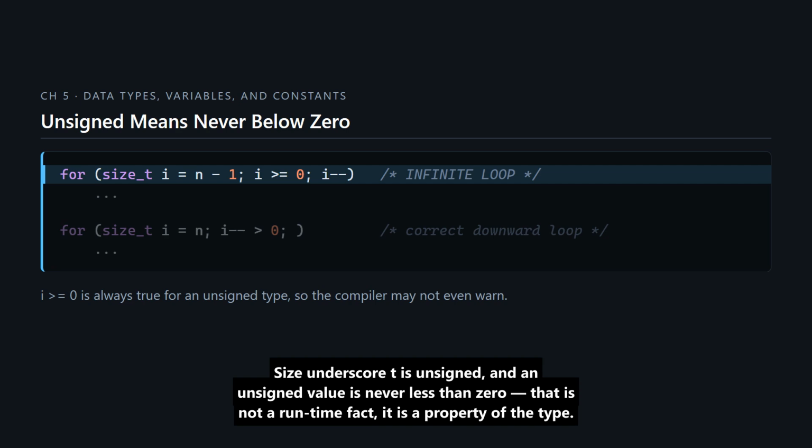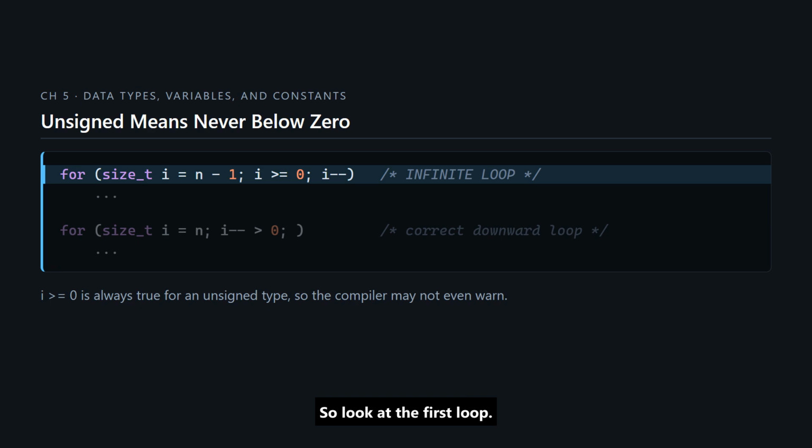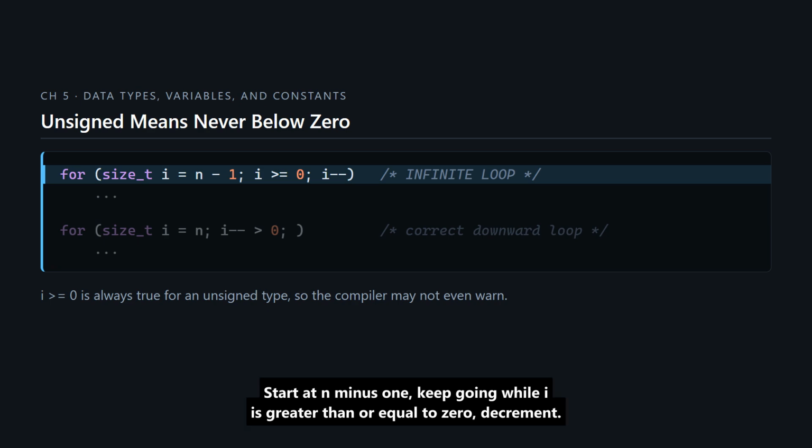size_t is unsigned, and an unsigned value is never less than 0. That is not a runtime fact, it is a property of the type. So look at the first loop. Start at n-1, keep going while i is greater than or equal to 0, decrement.